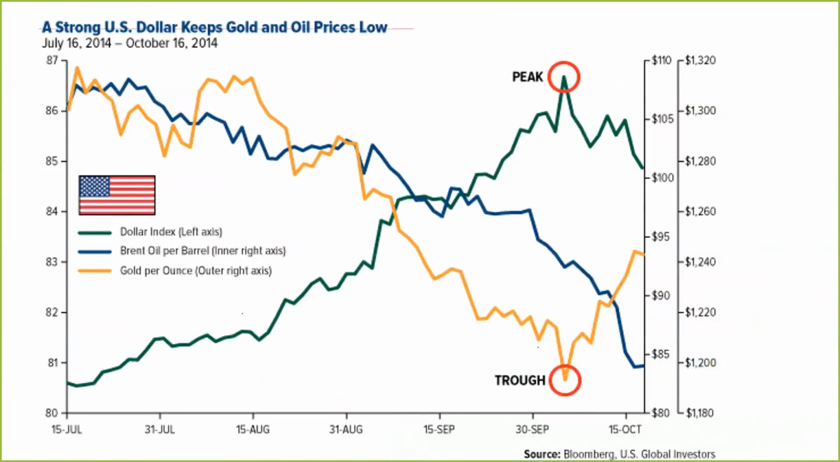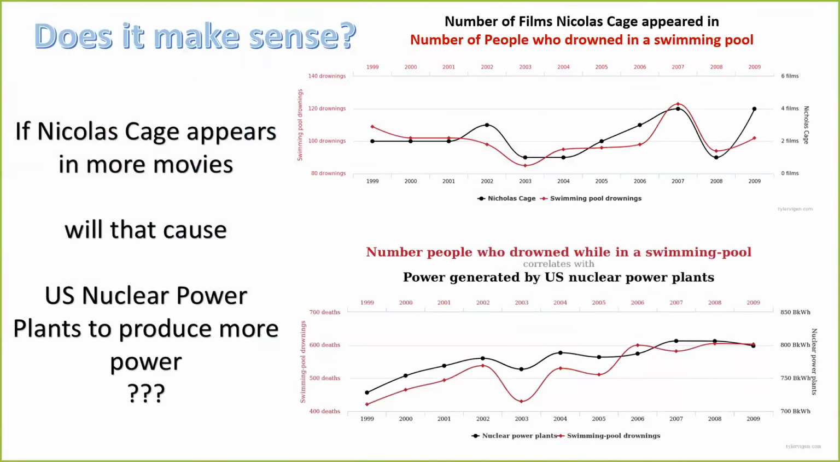Okay, so the dollar does not cause oil to go up or down. There's a relationship, it's a correlation, but correlation is not the same as causation. I've got some great examples to help explain the concept rather than myself droning on and on. I laughed my butt off when I saw some of these.